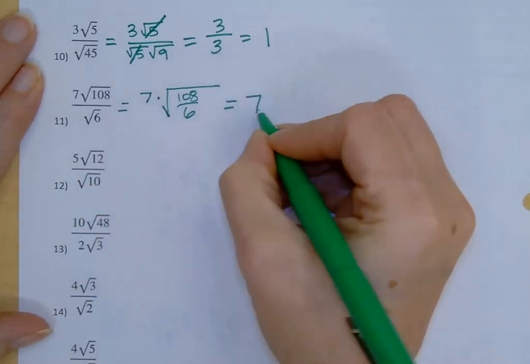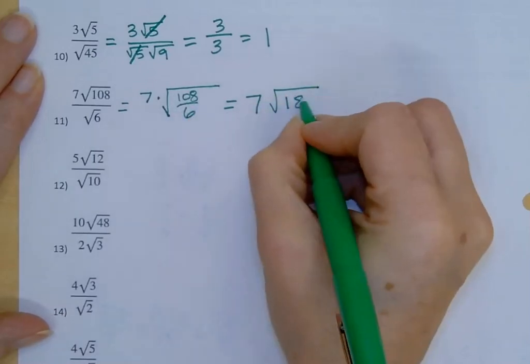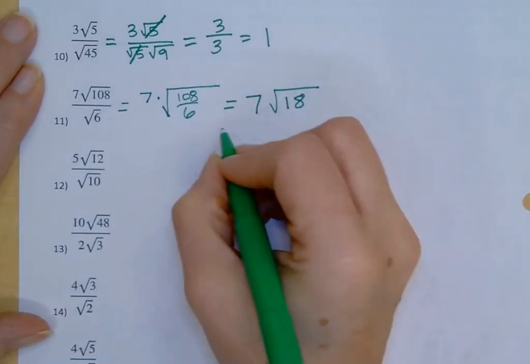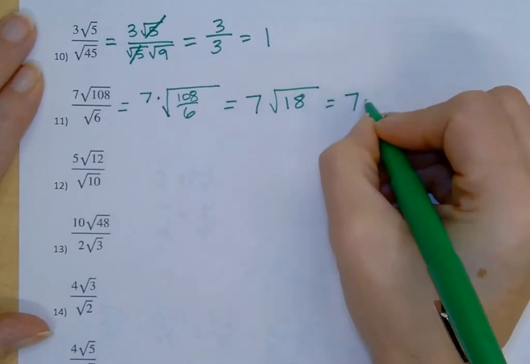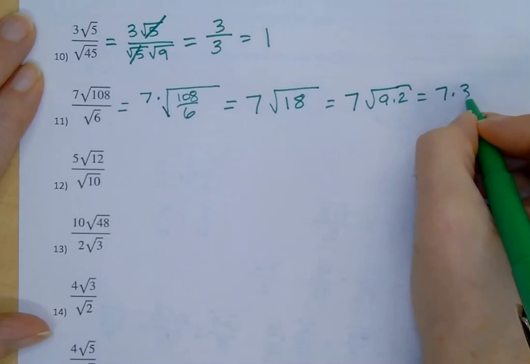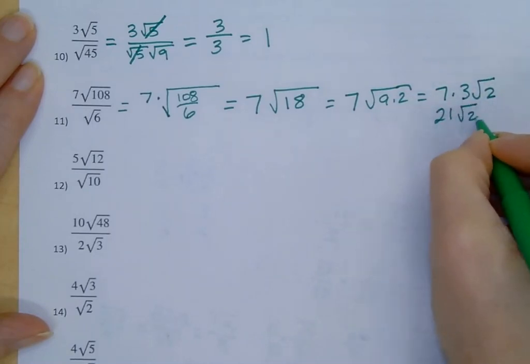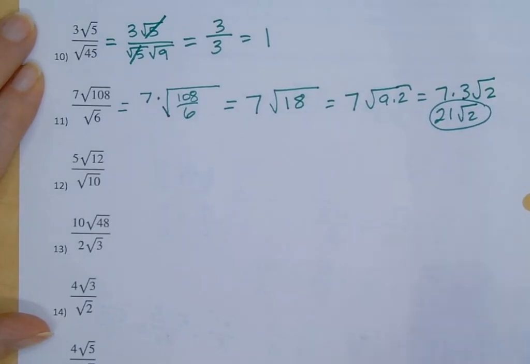Okay, so I'm going to say that's 7 times the square root of... 6 goes into 10 one time. 6 goes into 48 8 times. And I know that's 7 times the square root of 9 times 2. So I know that's 7 times 3 times the square root of 2. So it's 21 square root of 2. That's my answer.